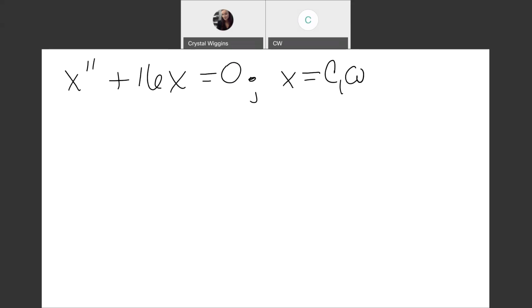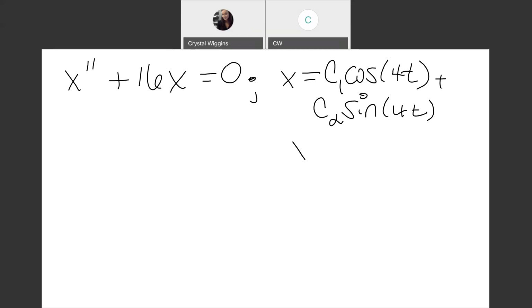And if you have the PowerPoint up with you, you would see that the next example is a second order initial value problem where the differential equation is x double prime plus 16x equals 0, and given the solution x equals c1 cosine of 4t plus c2 sine of 4t, and the initial value is set at x of pi over 2 is equal to -2. So we have our input and our output.